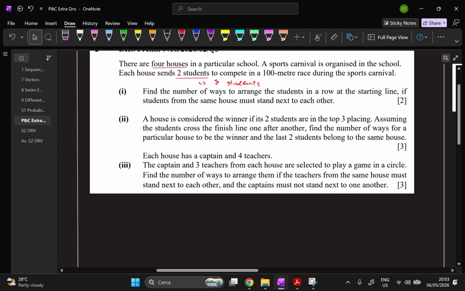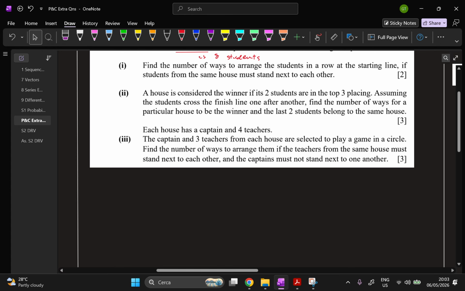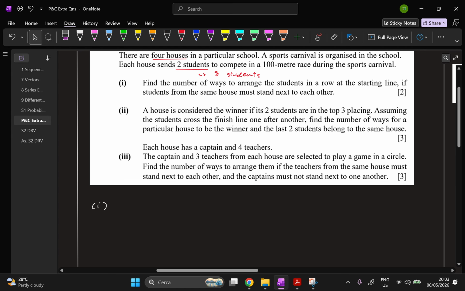Now, they give you a restriction already in part 1. So this is actually not a very friendly question. Part 1 already has a restriction. It says find the number of ways to arrange the students in a row at the starting line if students from the same house must stand next to each other. Okay, so let's see how we can approach this problem.